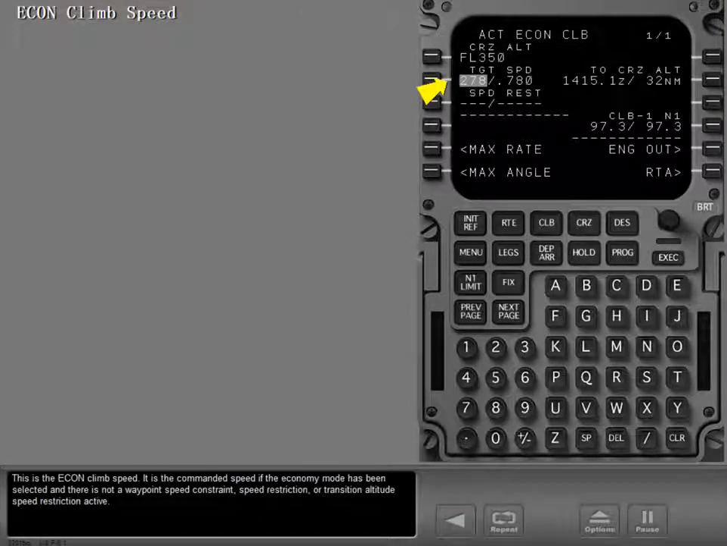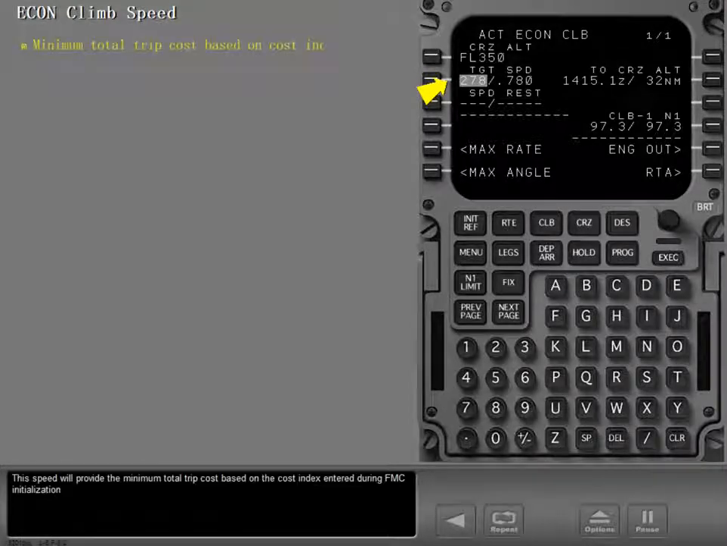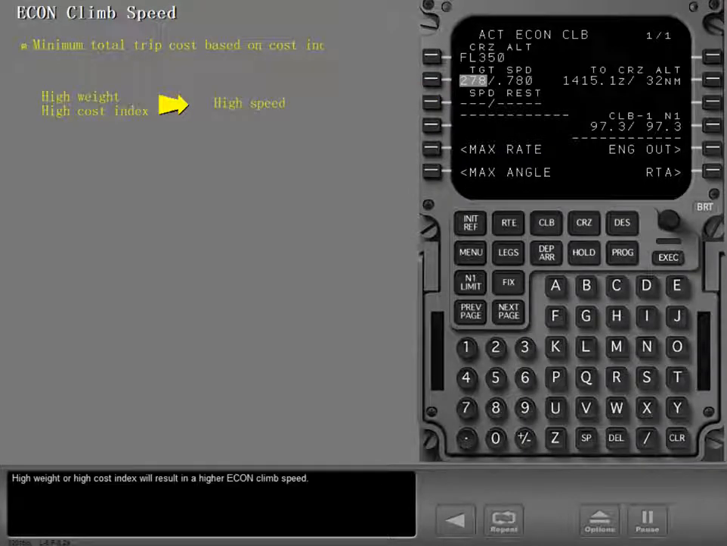This is the Econ climb speed. It is the commanded speed if the economy mode has been selected and there is not a waypoint speed constraint, speed restriction, or transition altitude speed restriction active. This speed will provide the minimum total trip cost based on the cost index entered during FMC initialization. High weight or high cost index will result in a higher Econ climb speed.